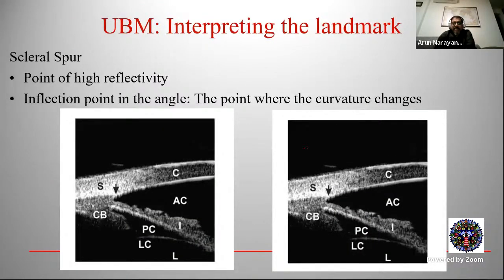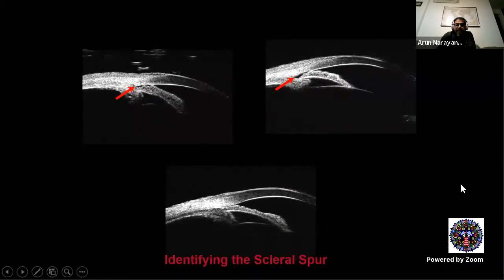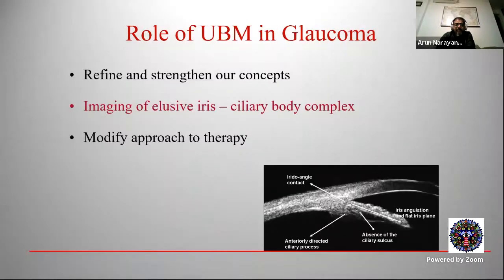Going on to interpreting the landmark, this is the most important aspect, especially when you're evaluating an angle. It is important to pick a landmark, and that landmark happens to be the scleral spur, typically a point of high reflectivity, and a point where there's an inflection of the concave cornea facing down to concave, or concave cornea moving up. This particular point is important because it's a surrogate for your trabecular meshwork. Once we've identified this point, any iris contact to the angle wall is suggestive of angle closure. So that's how you make sense of this imaging technology as far as the angle evaluation goes.